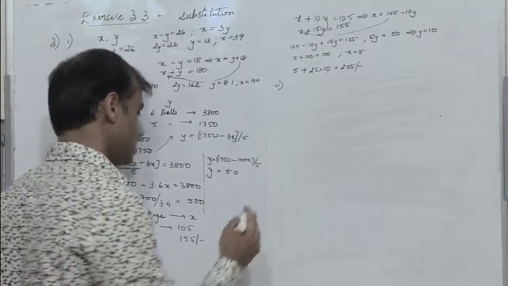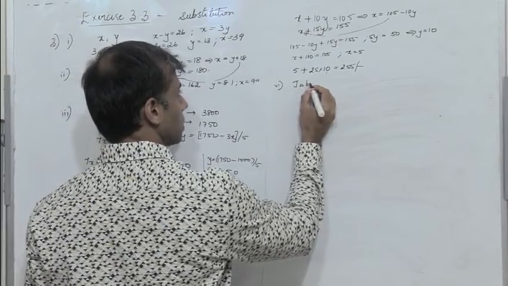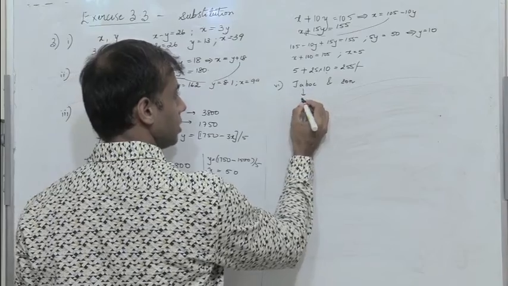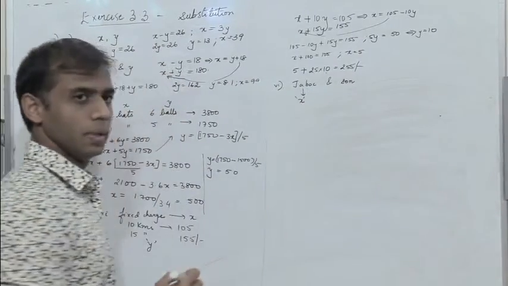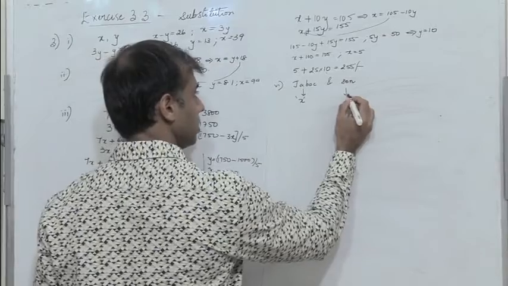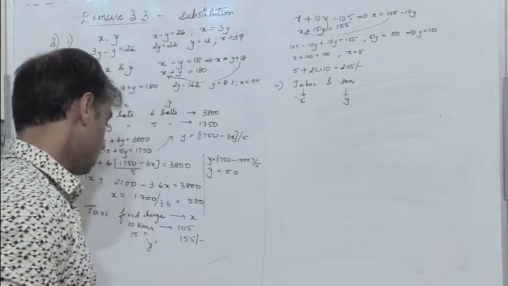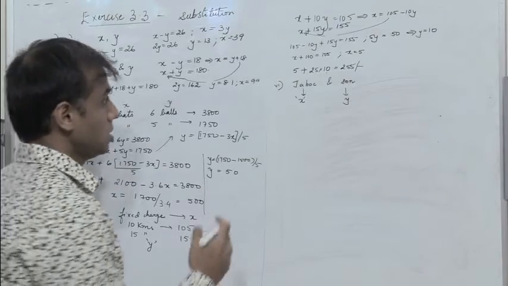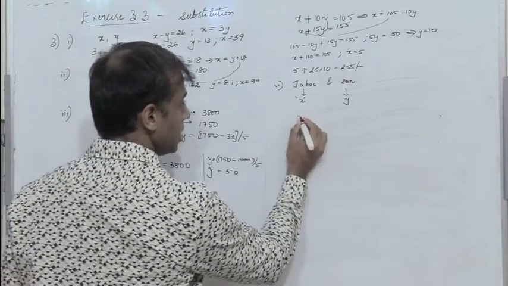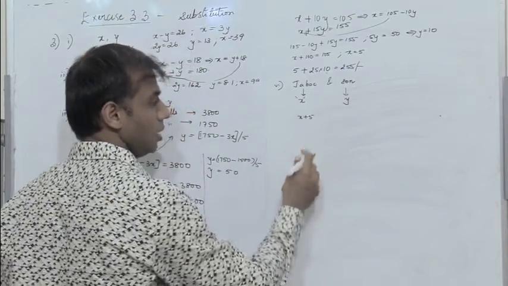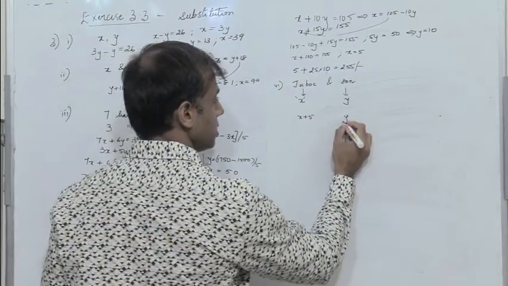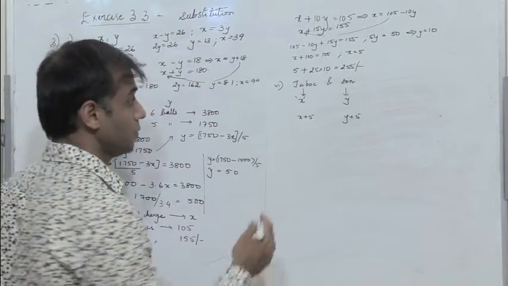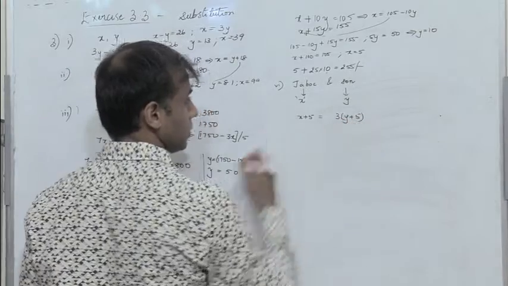Next problem, it states that we have Jacob and his son. Right? So let the current age of Jacob be x, and let the current age of his son be y. So it has been stated that 5 years hence, Jacob will be 3 times that of his son. So after 5 years, Jacob's age will be x plus 5, and son's age also will be y plus 5, isn't it? But the father's age will be 3 times that of his son.